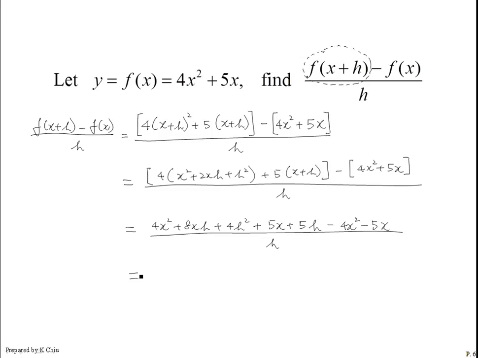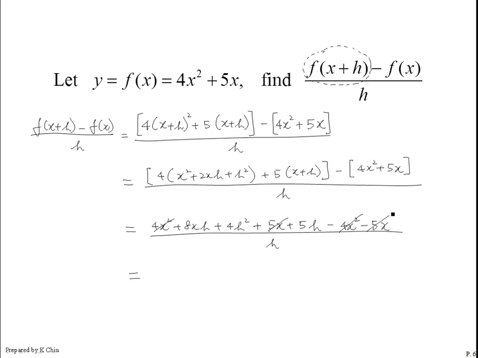Further simplify that. Anything we can cancel out? 4x squared, cancel out the 4x squared. Anything else? 5x minus 5x. And after that, I got 8xh plus 4h squared plus 5h, and then divided by h.